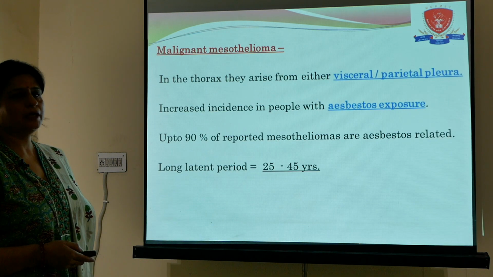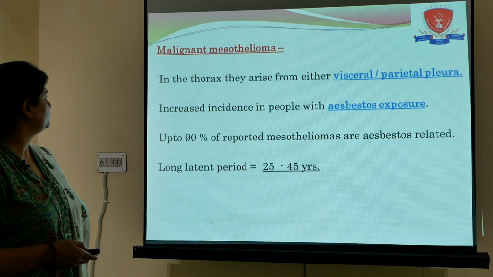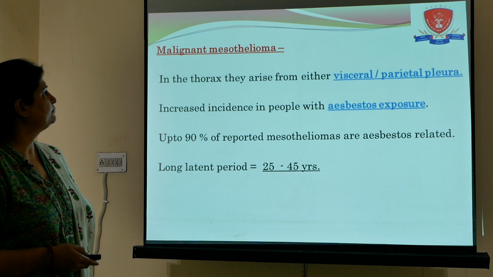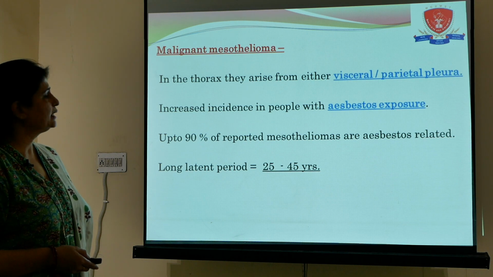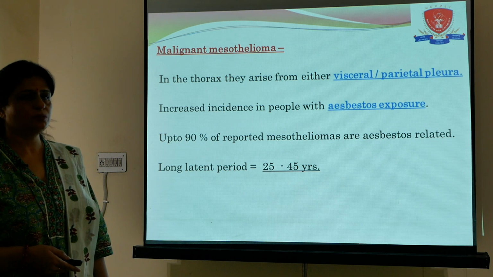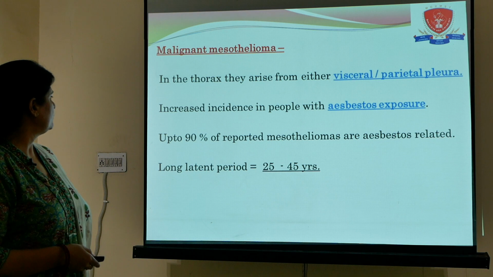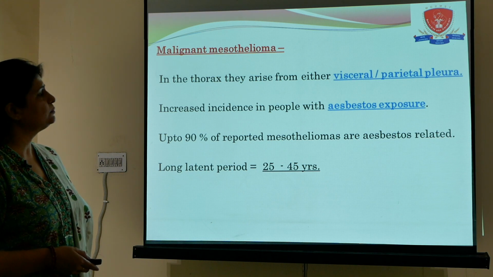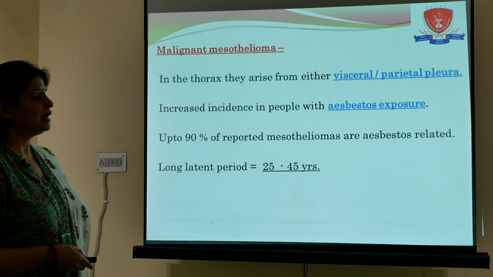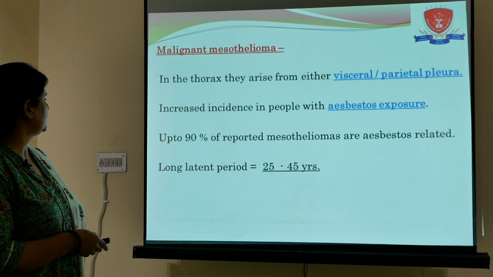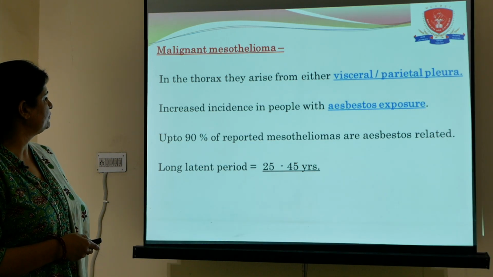Malignant mesothelioma is the primary tumor of the pleura, and it arises from the parietal or the visceral pleura. Increased incidence is found in people who are exposed to asbestos, who work in asbestos workplaces or industries. Up to 90% of reported mesotheliomas are asbestos related, and it is a very slow growing tumor with a long latent period of 25 to 45 years.